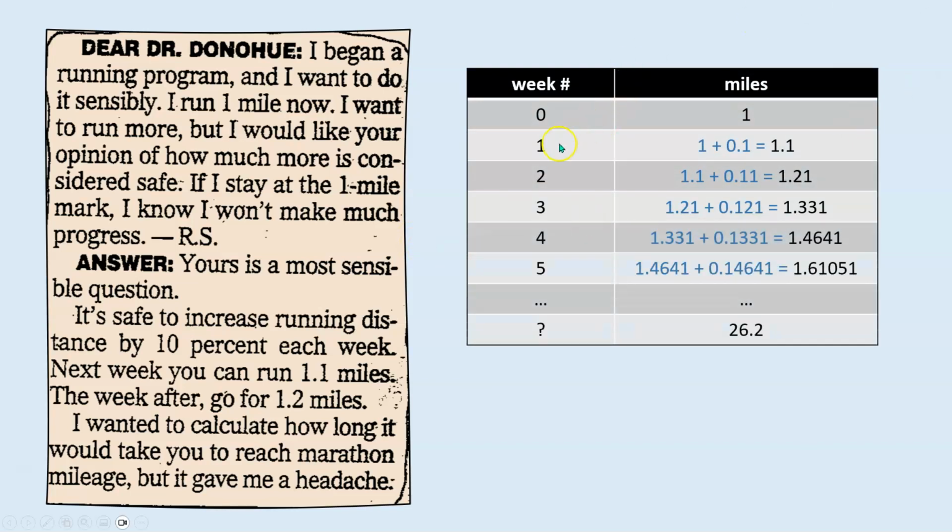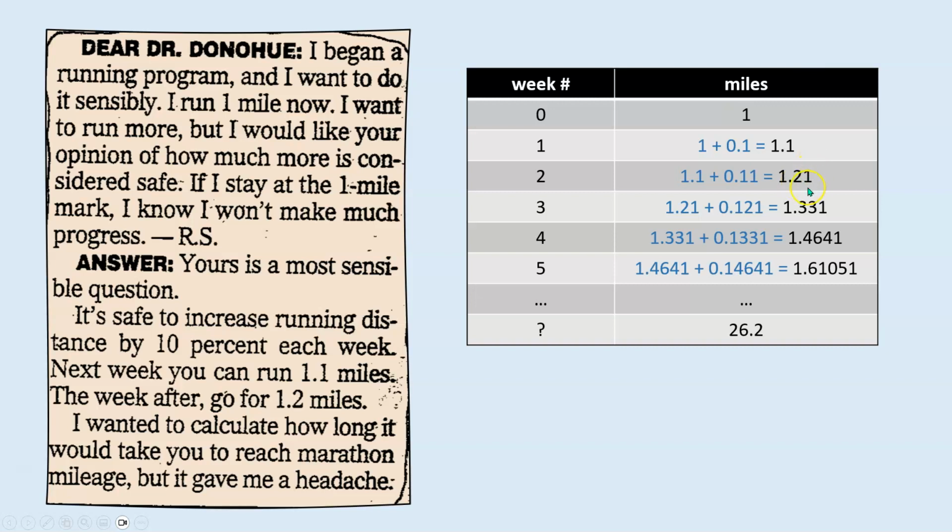The first week you add on 10% of 1 mile, which would be 0.1 miles, so you're running 1.1 miles that first week. Then the second week, you add on 10% of 1.1, which would be 0.11. That brings you up to 1.21. Now, Dr. Donahue said 1.2, and either he made a mistake or maybe he just rounded off. But we're not going to round off. We're going to keep all the decimal digits.